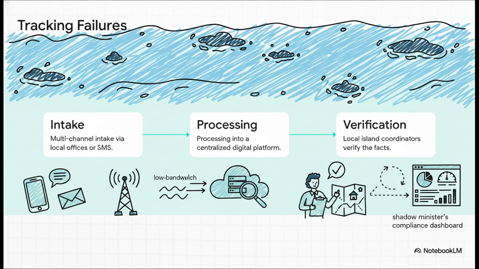Let's trace the fascinating journey of a single community issue, say a massive infrastructure failure like coastal flooding. Step 1 is multi-channel intake. A citizen on a low-bandwidth outer island sends a simple SMS text to a local party office. Step 2, that text gets processed into a centralized digital platform. Step 3, local island coordinators physically verify the facts on the ground and then route it directly to a shadow minister's compliance dashboard. It's a completely closed-loop, citizen-driven accountability system.